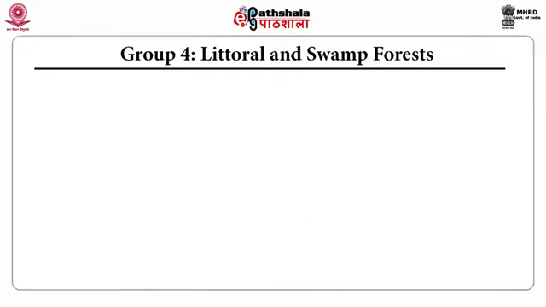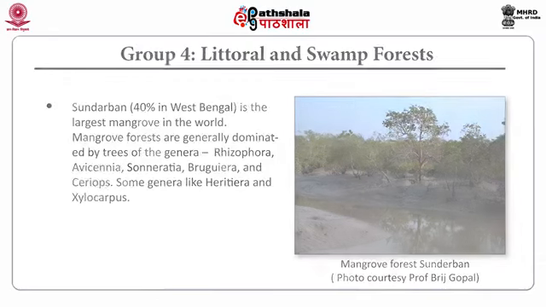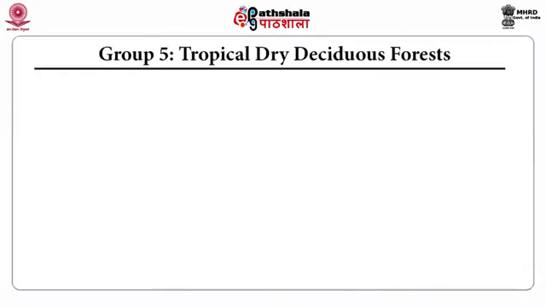So, we are again continuing with group 4, littoral and swamp forest. They occur in the Sundarbans, which is 40% of the area in West Bengal, and is the largest mangrove in the world. These mangrove forests are generally dominated by trees of genera Rhizophora, Avicennia, Sonneratia, Bruguiera, Ceriops, and some genera like Heritiera and Xylocarpus.